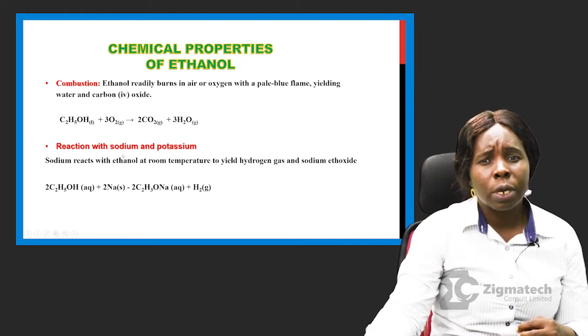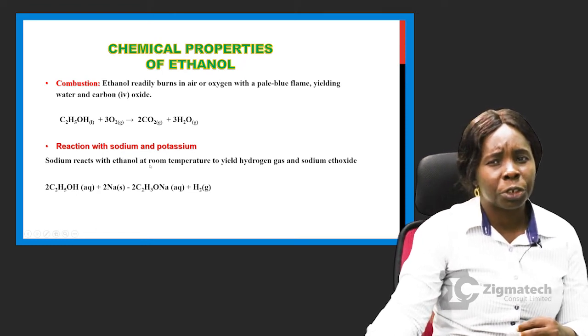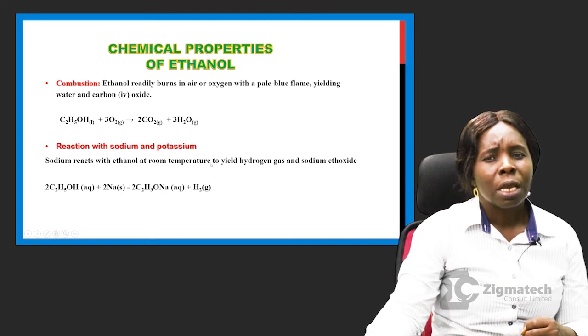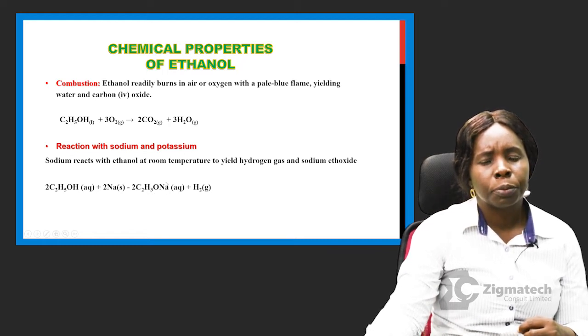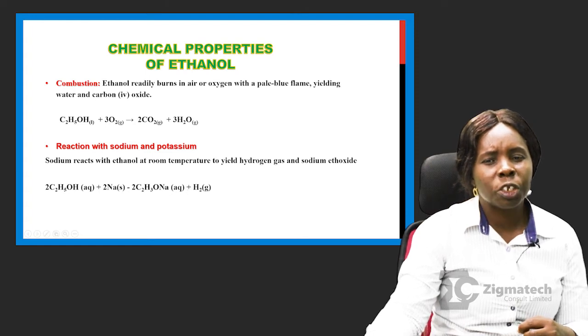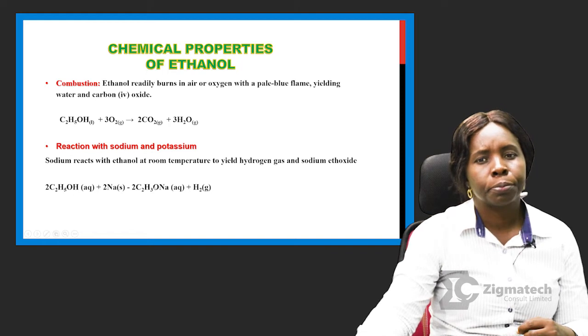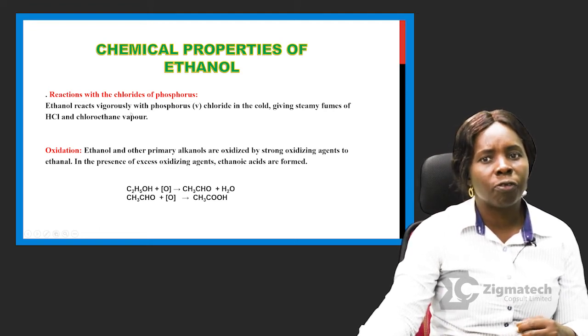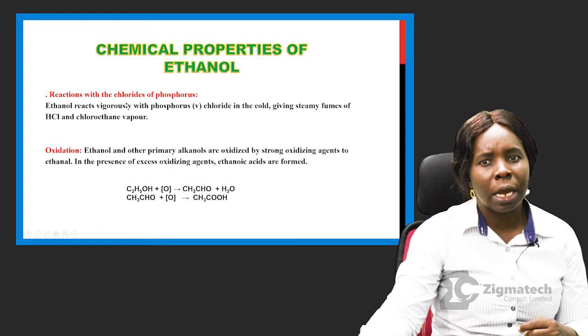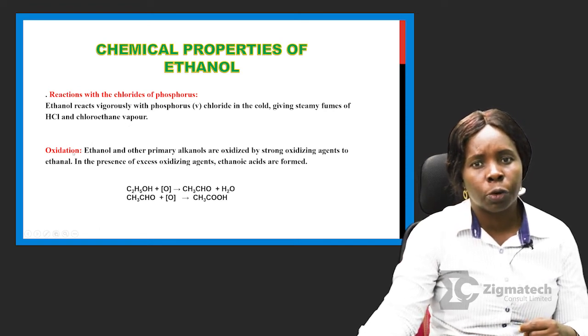Ethanol reacts readily with sodium and potassium at room temperature to liberate hydrogen gas. When it's reacting with sodium, apart from liberating hydrogen gas, it forms a compound called sodium ethoxide. So ethanol reacts with sodium to form sodium ethoxide and liberate hydrogen. If it's potassium, it will form potassium ethoxide. Reaction with chlorides of phosphorus. Ethanol reacts very vigorously with phosphorus(V) chloride in the cold, giving steamy fumes of hydrogen chloride and chloroethane vapor. So ethanol can react with phosphorus(V) chloride and also phosphorus(III) chloride.